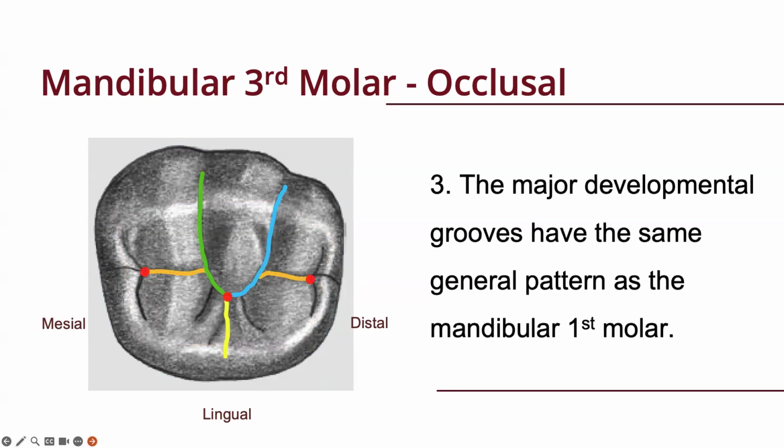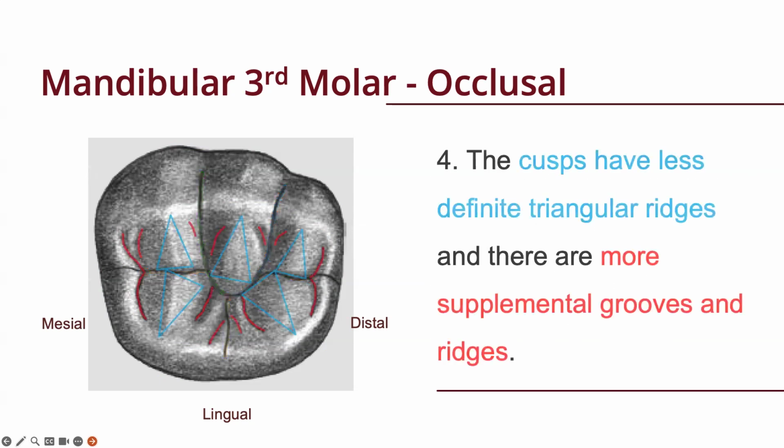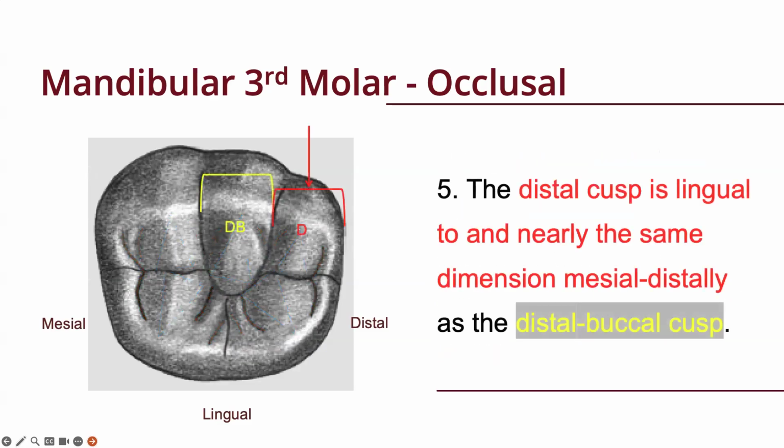The major developmental grooves have the same general pattern as the mandibular first molar. The cusps have less definite triangular ridges, and there are more supplemental grooves and ridges present. The distal cusp is lingual to and nearly the same dimension mesiodistally as the distal buccal cusp.